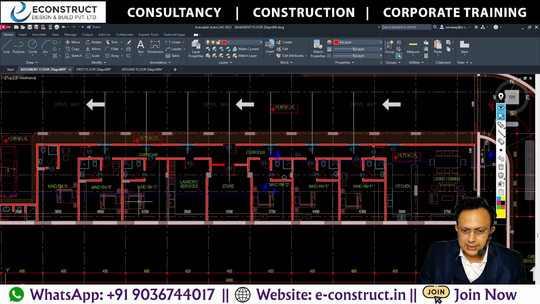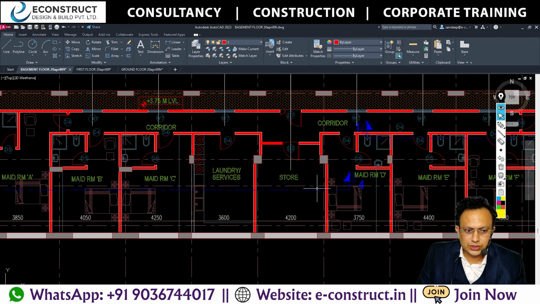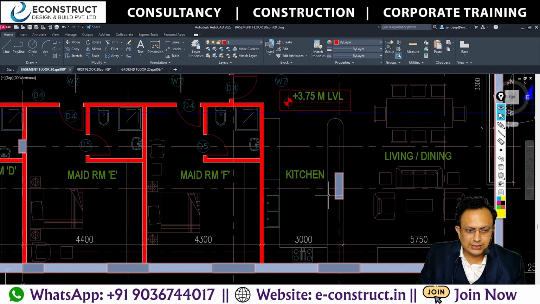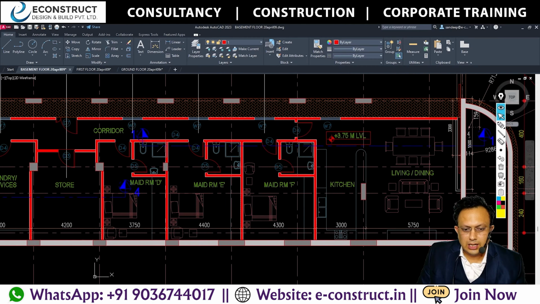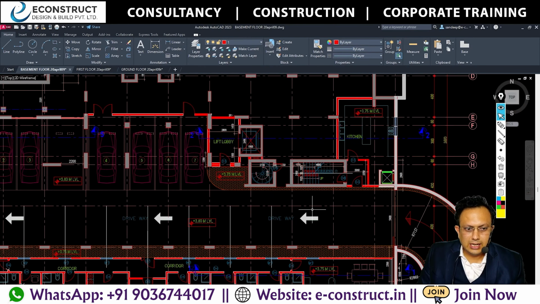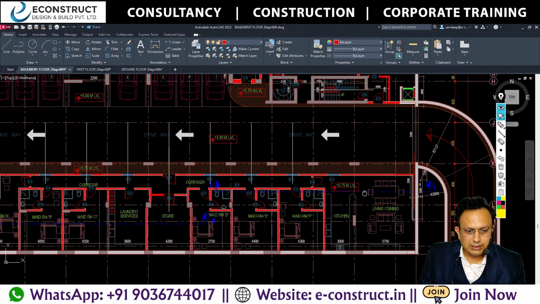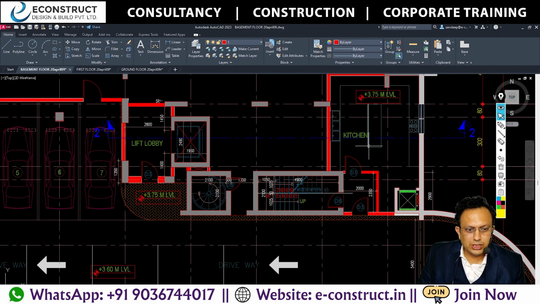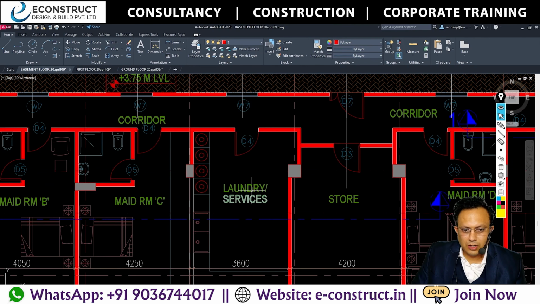So these are all maid rooms, as well as the laundry services, store rooms, and this kind of thing, as well as a common living room for all the people to have some me time. And this is another kitchen, which is basically an extra kitchen in case they want to have certain functions. And the car park and all will be coming here. Laundry services are also there at the basement.